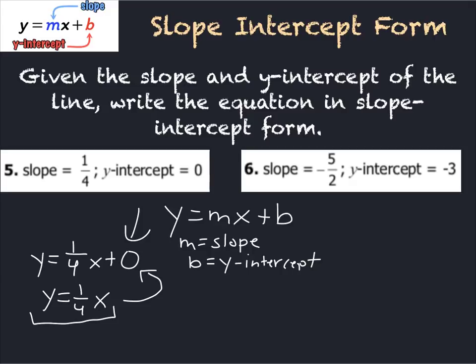Whereas number 6, again, we would just plug in. So it would be y equals, our slope is -5/2 times x. And then our y-intercept is -3, so I'm going to go ahead and put -3 because the y-intercept is negative, and if I would have put plus a -3, that just means -3.